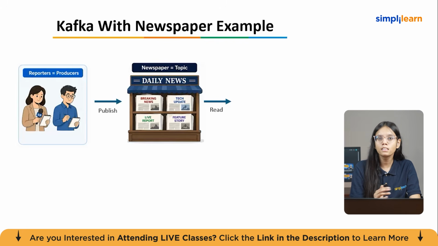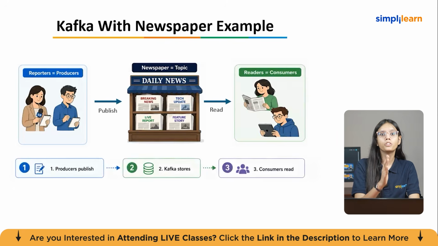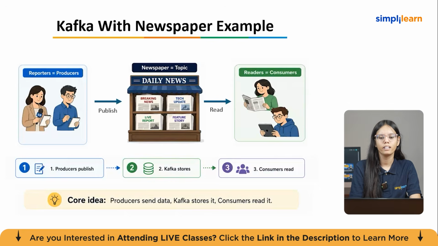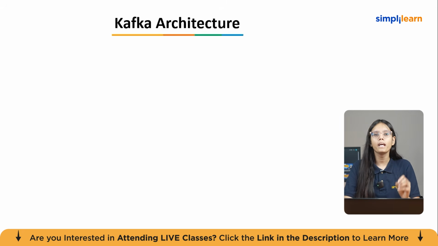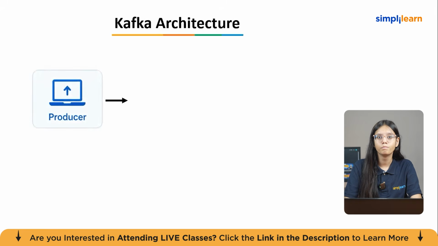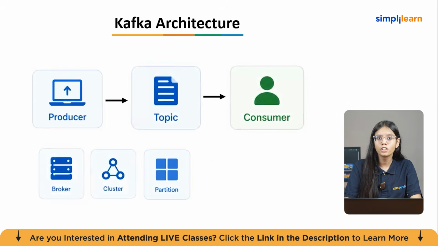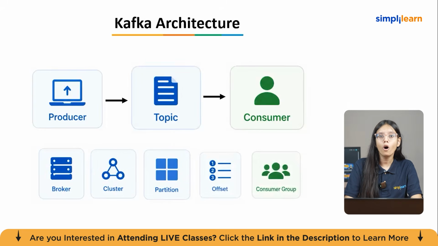The producer publishes the data. Kafka stores it inside a topic. Consumers read the data from that topic. That is the core idea of Kafka. Now, let's understand the main components of Kafka. The most important Kafka terms are producer, topic, consumer, broker, cluster, partition, offset, and consumer group. These terms may sound technical at first, but they are actually very simple. Let's understand them one by one.